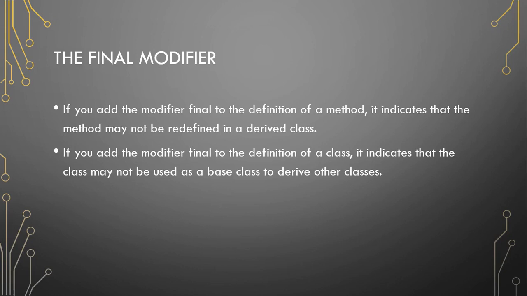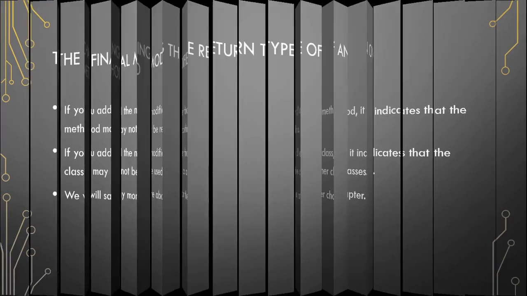If you add the modifier final to the definition of a class, it indicates that the class may not be used as a base class to derive other classes. We'll talk more about the final modifier in a later chapter, so don't worry about it too much now. It's mostly being mentioned so you can put it in the back of your mind.